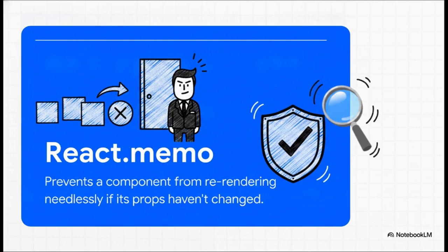You can think of React.memo like a highly efficient bouncer at the door of your component. Every single time React wants to update the screen, this bouncer checks the incoming data, the props, to see if they're actually different from the last time. If nothing changed, the bouncer says nope and stops the update right in its tracks. It's essentially a shield, saving precious processing power and keeping your app incredibly snappy by stopping those unnecessary UI updates.